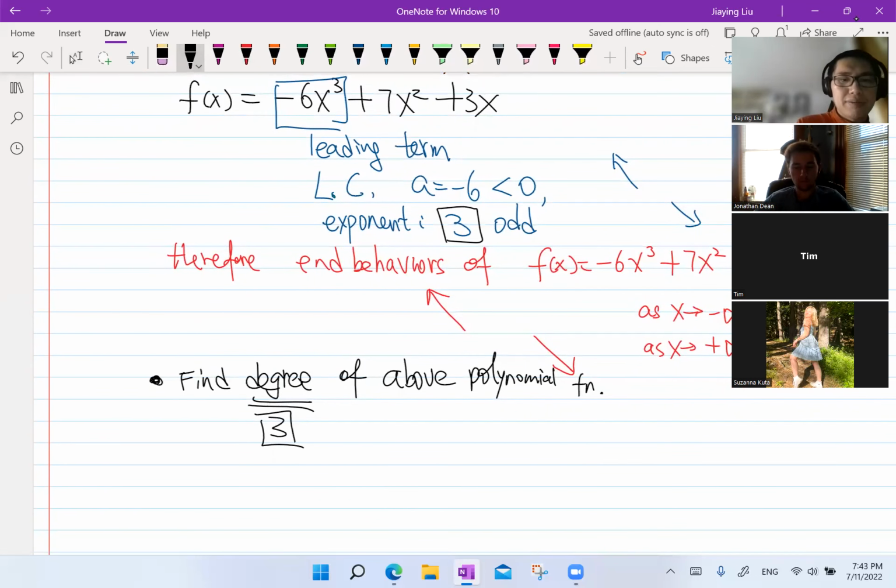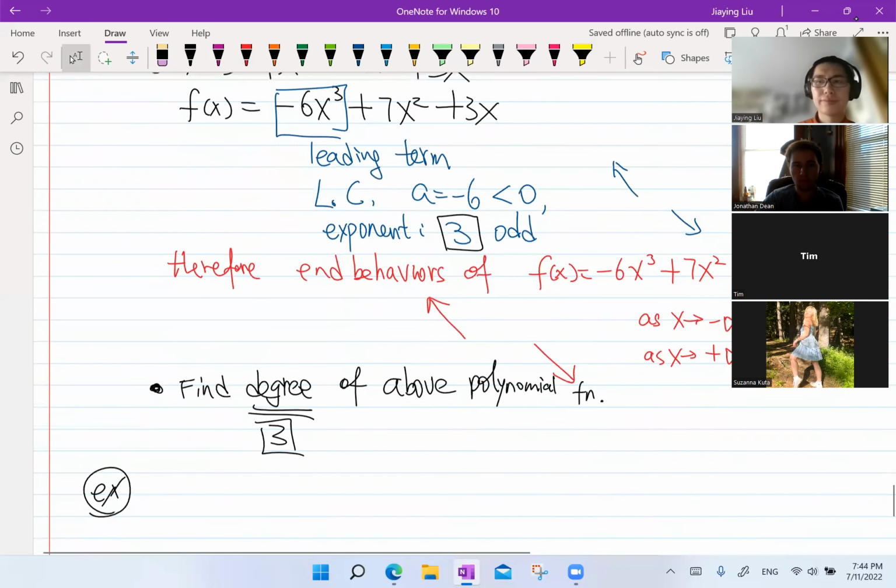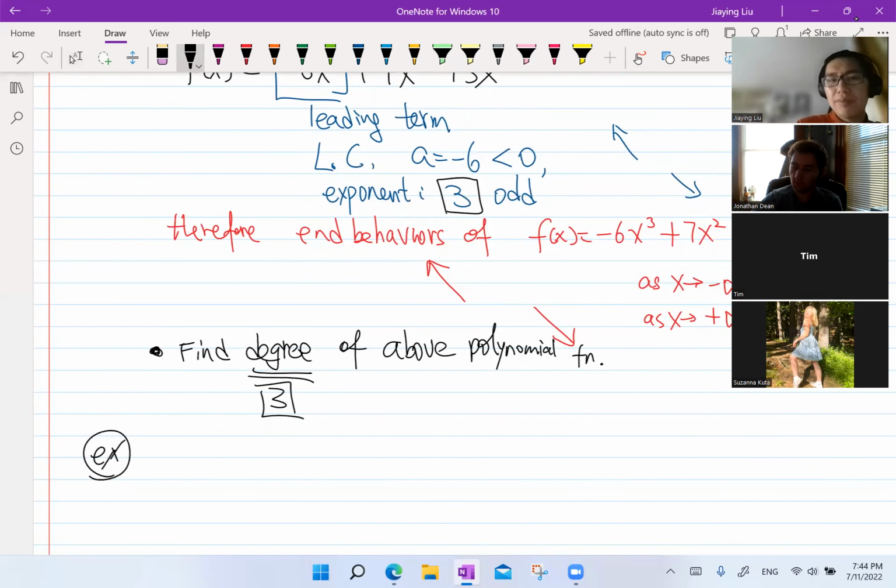All right, let's take a look at another example. Before I go over another example, any questions about finding the leading term, finding the degree, or the end behaviors of a polynomial function? All right, so the second example I have is f of x equals 4x squared, parentheses, x plus 1, times x minus 2 cubed.